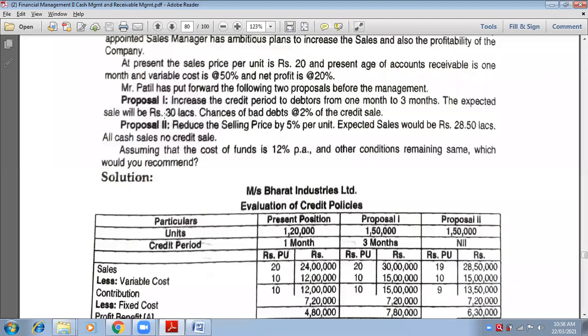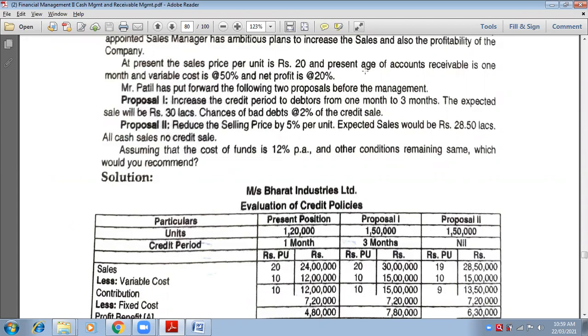Proposal 1. Sales is 30 lakhs divided by per unit, same 20, because he is not disclosing anything regarding per unit. So per unit 20 will be the same in the second case. So 30 lakhs divided by 20 is how much? 1,50,000. If you don't understand in the future where this 1 lakh 50 comes from, make a bracket beside it, beside 1 lakh 50 and beside 1 lakh 20. So it will be easy for you to understand in the future how we calculated 1 lakh 50,000.